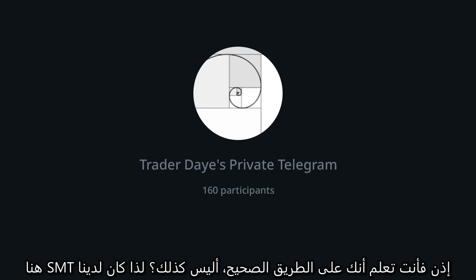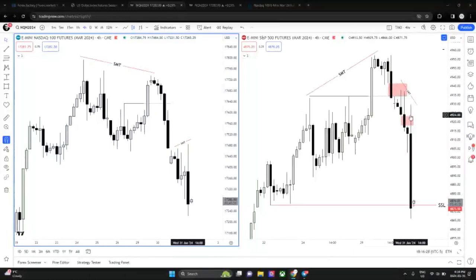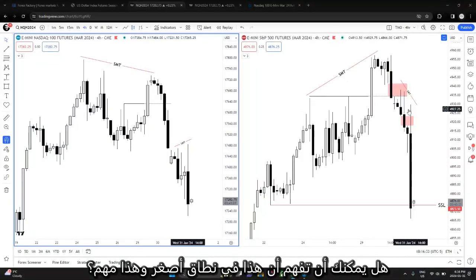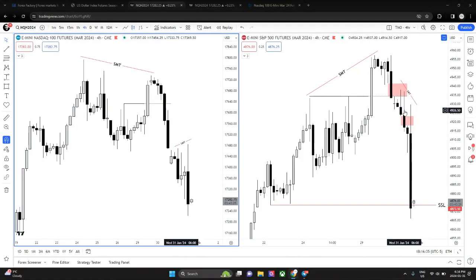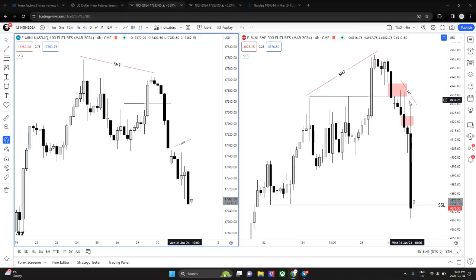right? So we had SMT here, then we had SMT here again, but it's in a smaller range. Can you understand? It's in a smaller range. This is significant. Don't overlook this. You have a large range SMT, then a smaller range SMT.